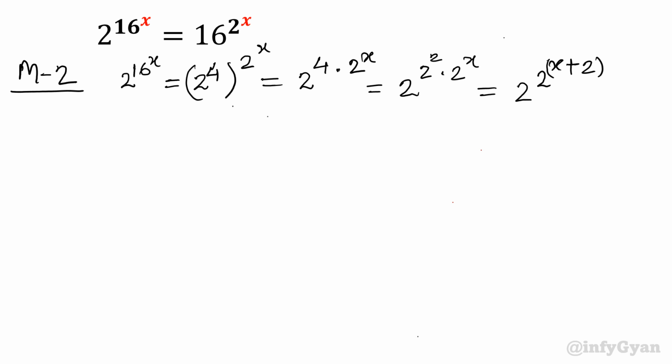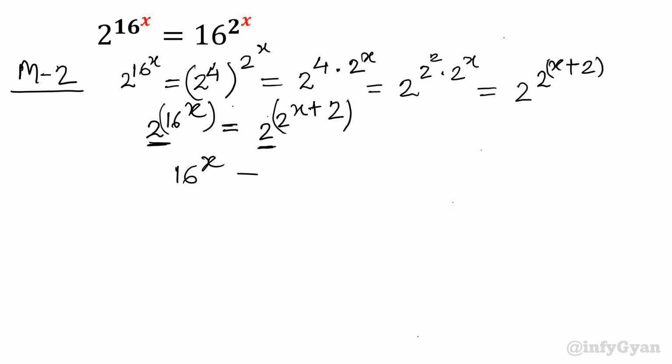And what is the left hand side? So let me write one time. 16 power x is equal to 2 raised to the power 2 raised to the power x plus 2. The base is the same, so I will equate the exponents. The exponent is 16 power x here and 2 power x plus 2 there. So that will be equal to 2 power x plus 2.